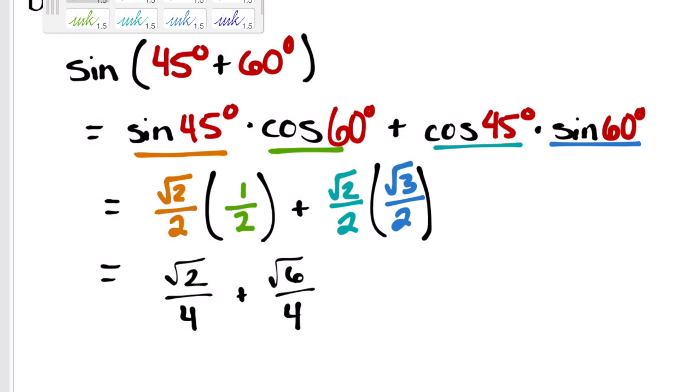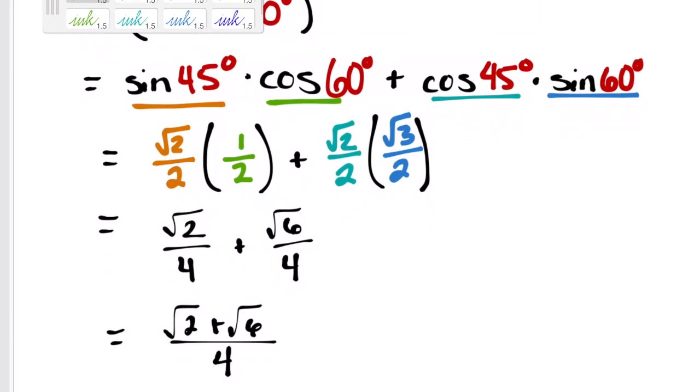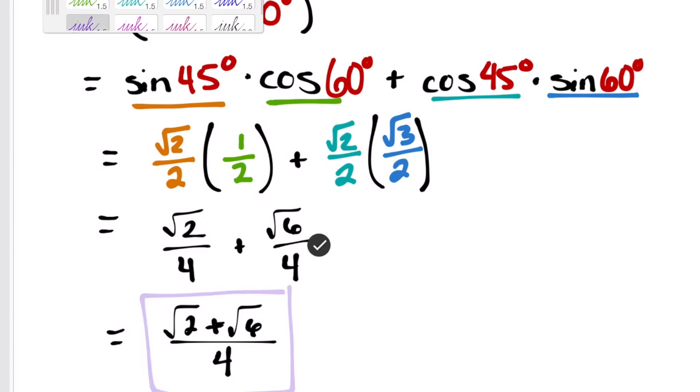So very similar to the one we just did. We end up with square root 2 plus square root 6, all over 4. Again, we can't reduce because the 4 is not underneath a radical like the 2 and the 6 are. 2 and 6 are not the same radical, so we cannot combine them. They're not like terms, so that's as far as we can go.